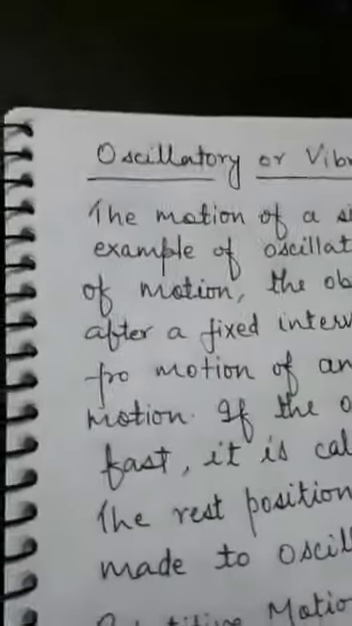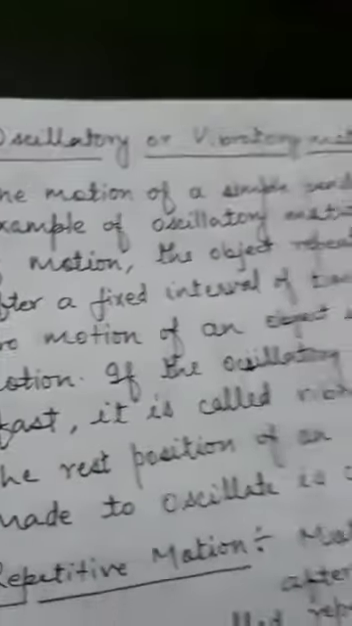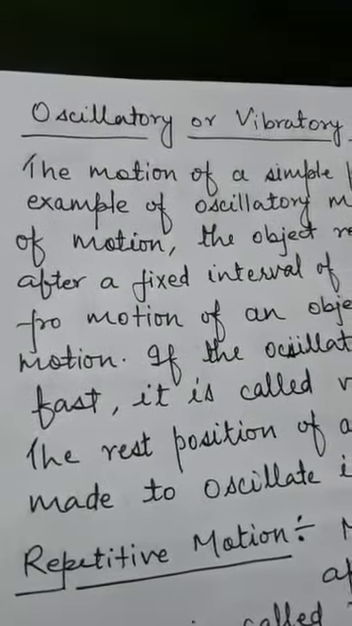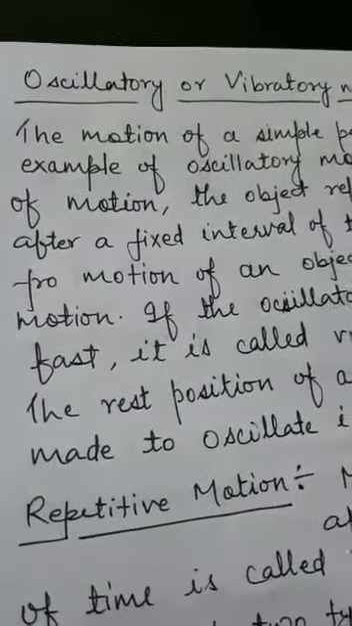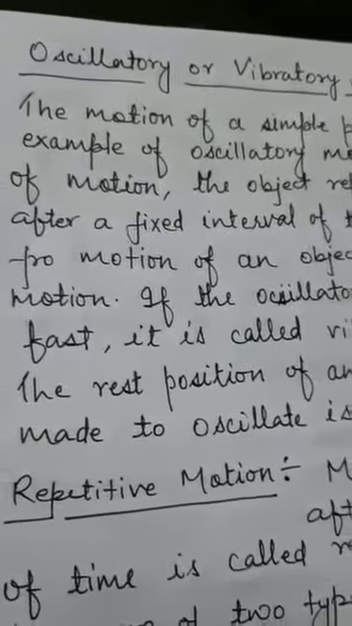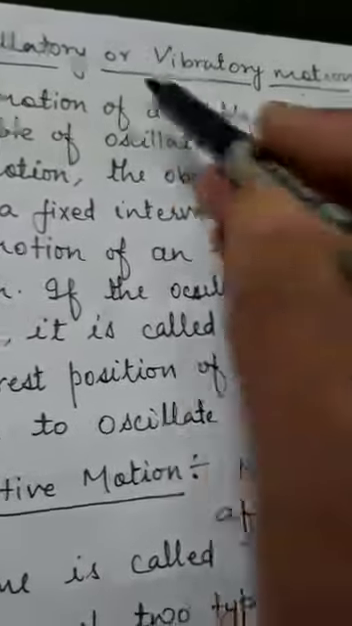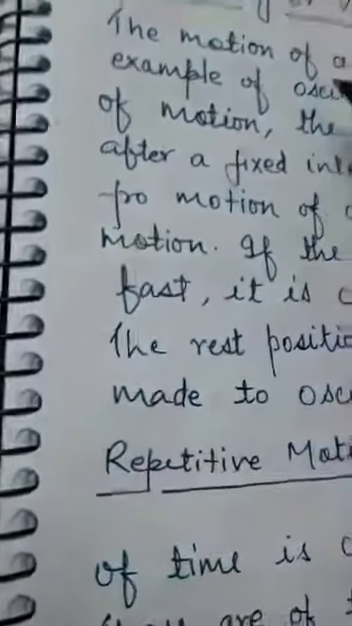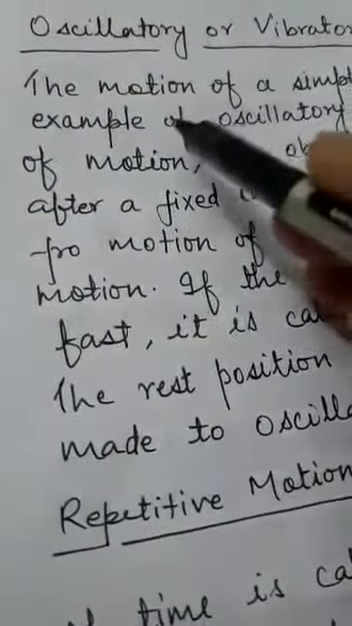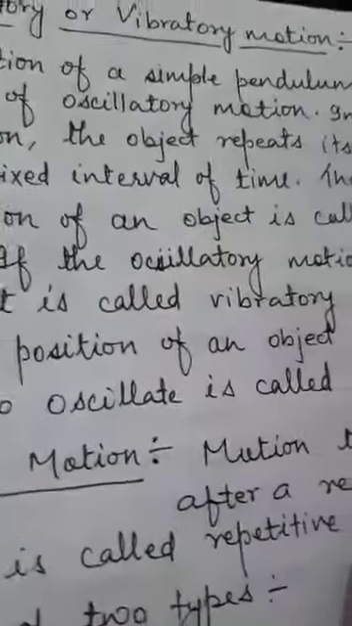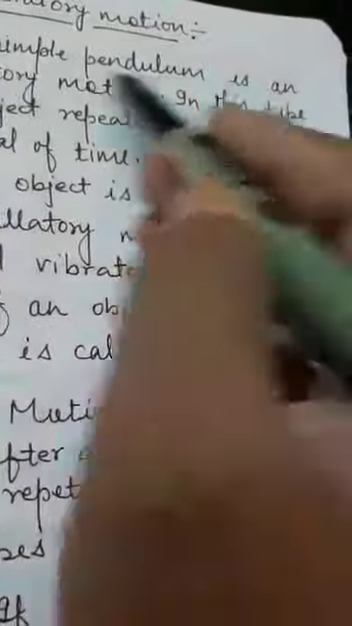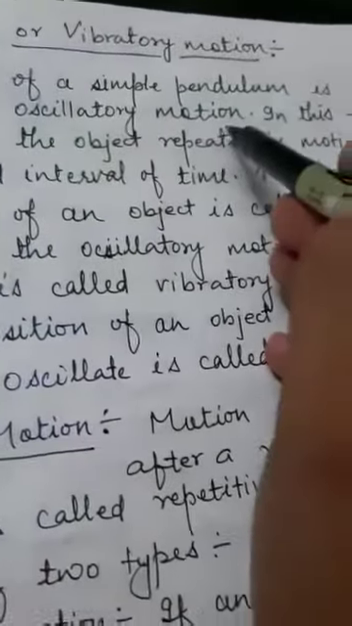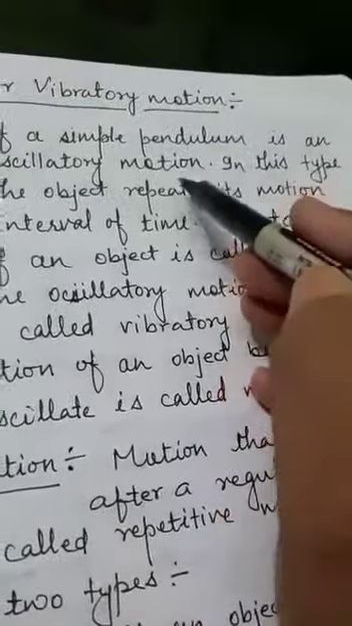Good morning, students. We were studying about motion, types of motion. We have studied translatory motion and circulatory motion. Now, our next motion is oscillatory or vibratory motion. The motion of a simple pendulum is an example of oscillatory motion.